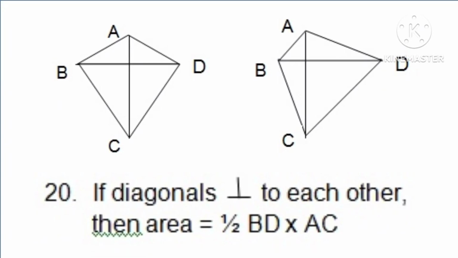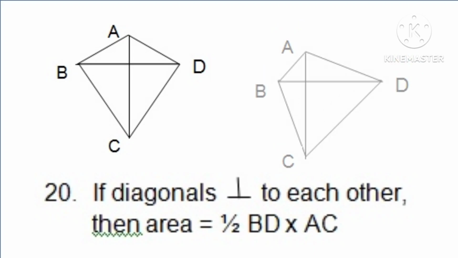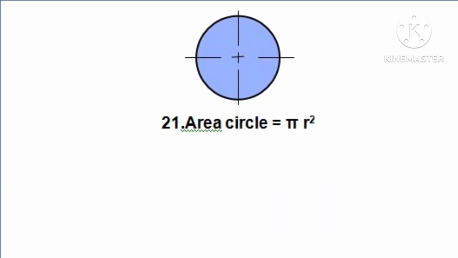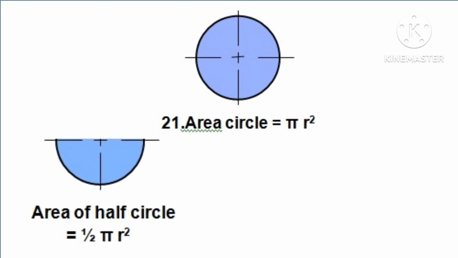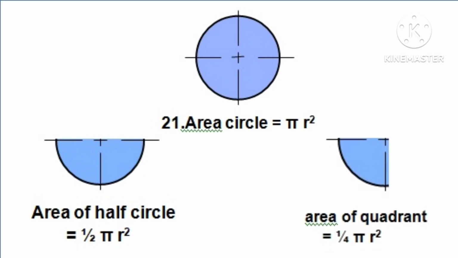20. If the diagonals of a quadrilateral are perpendicular to each other, then the area of the quadrilateral can also be expressed as half of BD multiplied by AC. 21. The area of a circle is equal to pi into the square of radius r. The area of a half circle is equal to half of pi into the square of radius r, and the area of a quadrant, that is, the area of 1/4 of a circle, is 1/4 of pi multiplied by the square of radius r.